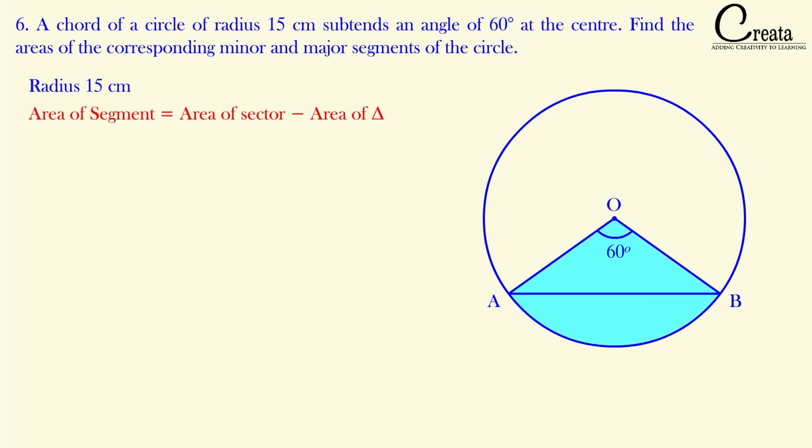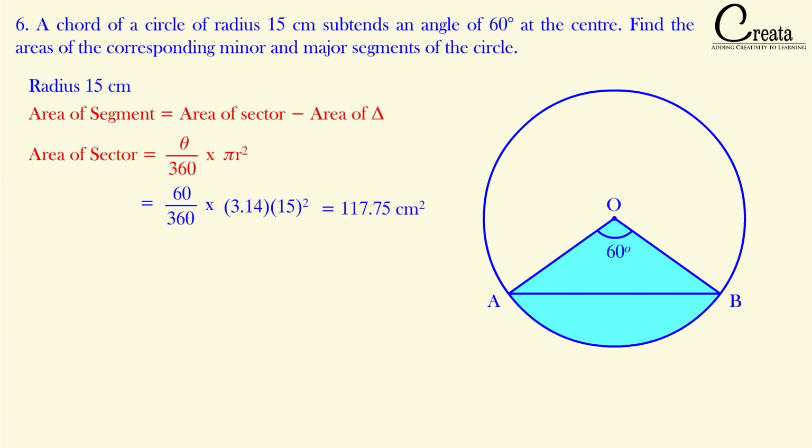Firstly, we will find the area of the sector. Then we will find the area of the triangle. So firstly, let's find the area of the complete sector. This is the formula of area of the sector. The inputs are radius and theta. Radius is given in the question as 15 cm and theta is also given as 60 degree. Let's put the value into the formula. On solving, we got area of the sector as 117.75 cm square.